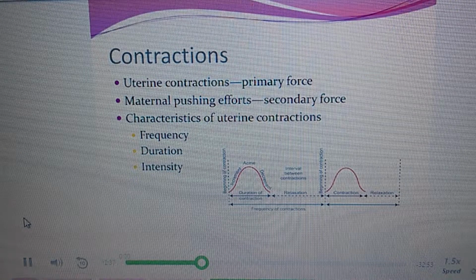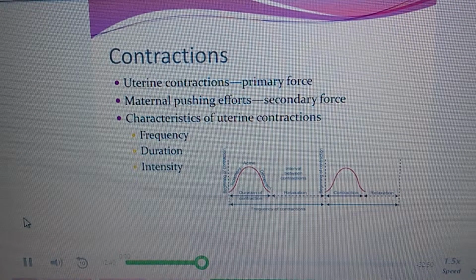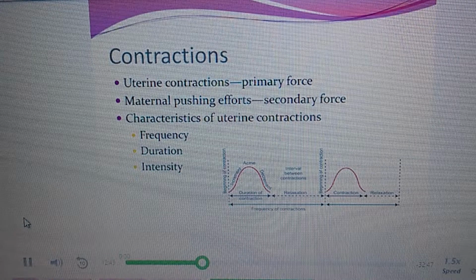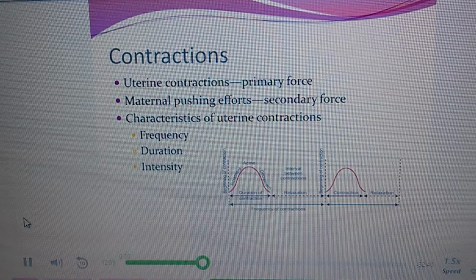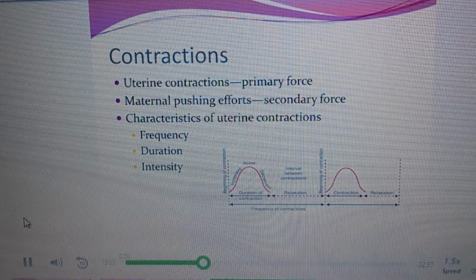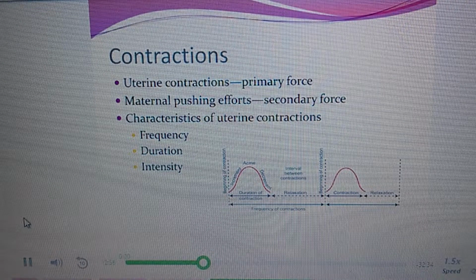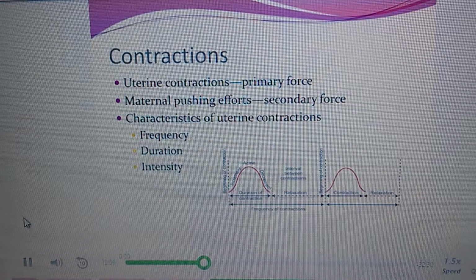Uterine contractions, remember, are the primary force when looking at the 5 forces that we talked about in topic 2. That's the primary force that comes with helping to deliver a baby. The maternal pushing is the secondary force that accompanies a contraction in helping to deliver a baby. So when looking at contractions, you're going to look at 3 areas, and we kind of talked about it and touched on it in topic 2.